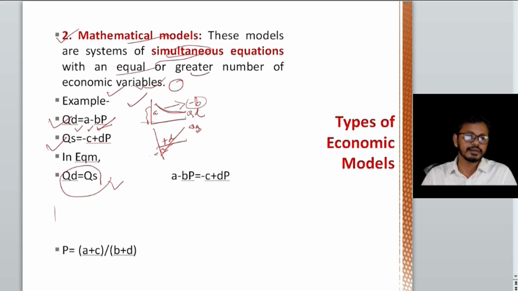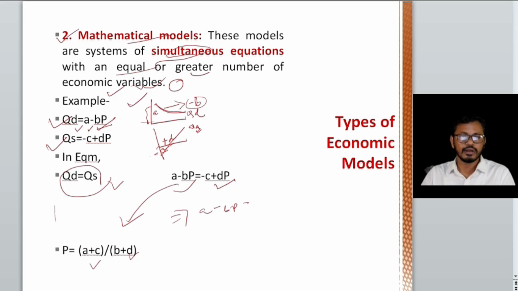Now, putting the values of the demand function and the supply function, if we try to analyze what happens in equilibrium, solving in favor of price P, we will get the result as (A plus C) divided by (B plus D). This can be shown by very simple mathematical calculation.